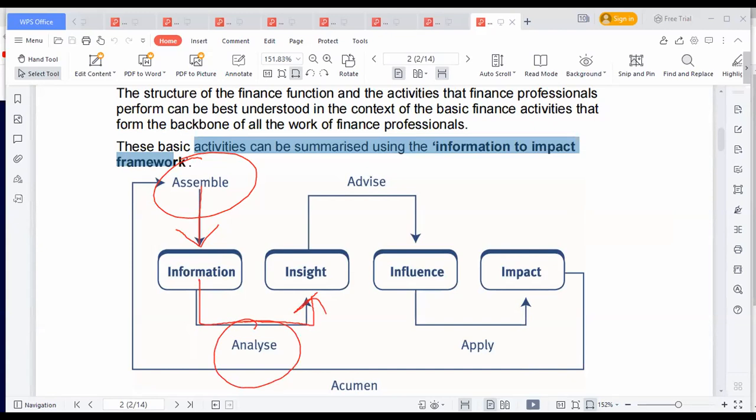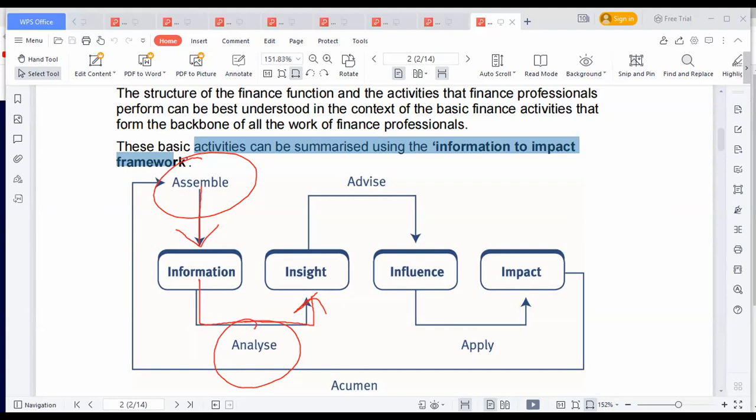So we assemble information, we gather information, we analyze that information. After we analyze this information, what is the reason for analysis of information? We analyze this information in order to gather an insight. An insight is an understanding of what is happening within the organization.